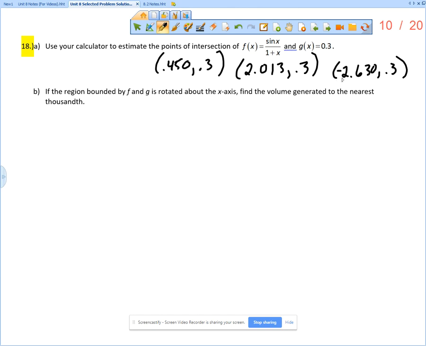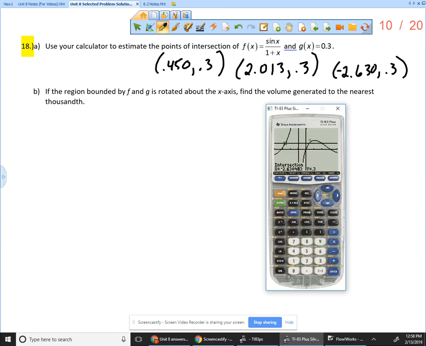But that one isn't actually going to play a role in the next part. All right, so B says, if the region bounded by f and g, right? So if I look at that graph again, we're just looking at this region here. I'm going to change my window so we can look at that a little bit more clearly. So how about 0 to 4 and then 0 to 1, right? So now that region is going to be a little bit more clear there. All right, so that's the region that is bounded by those two graphs.